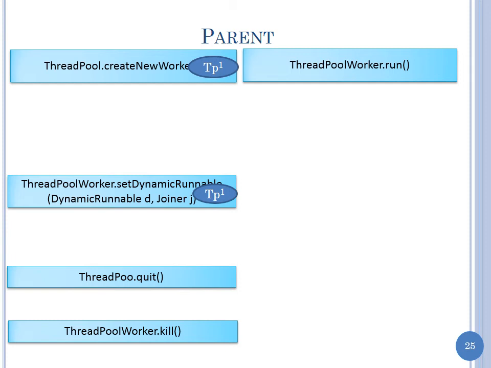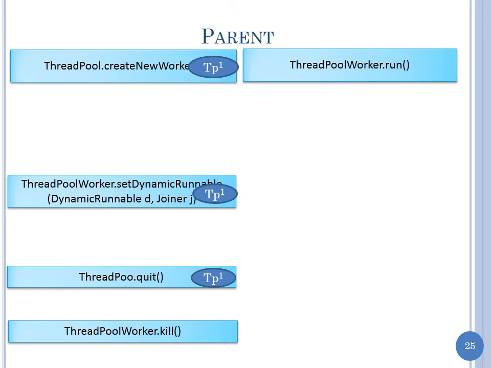Quit, threadpool.quit, would be called by, well, maybe the user says quit at the end. That's probably processed by the main thread. Who knows who's going to call quit exactly, because anybody can call quit, but we expect it to be the interpreter thread. So we'll just say it's the parent, because main was a thread.